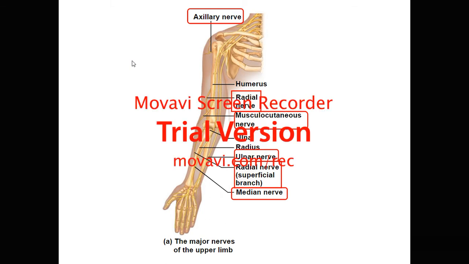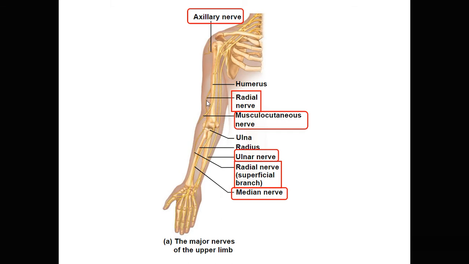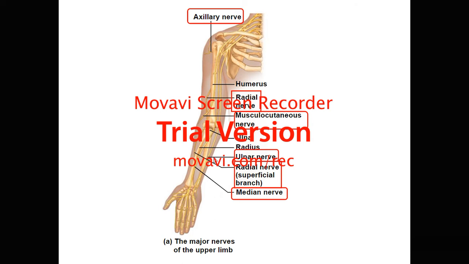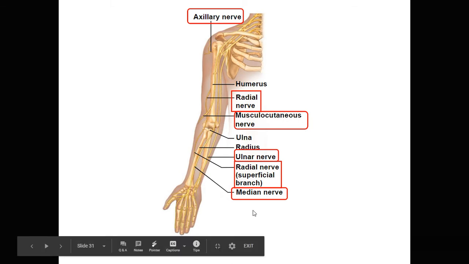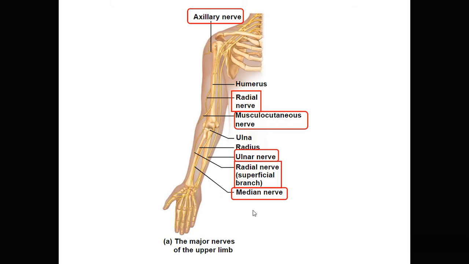And this is just showing you where these nerves are located. Axillary nerve right here, radial nerve right here, musculocutaneous nerve right here, ulnar nerve right here, radial nerve superficial branch right there, and the median nerve right there. All right, so again, they're in red, so it's important.